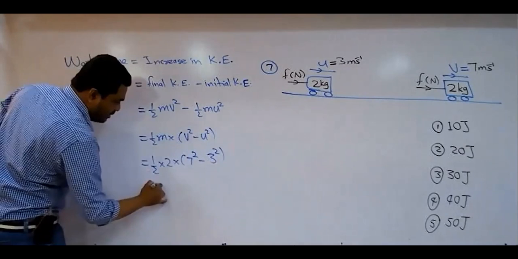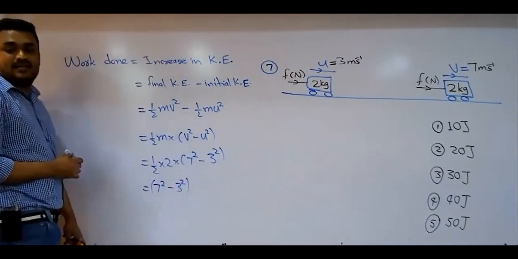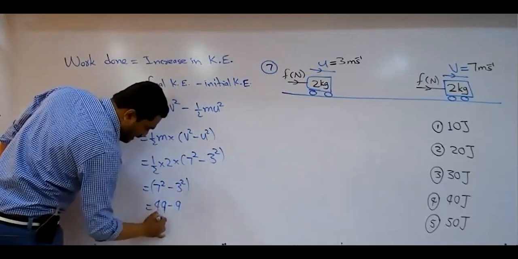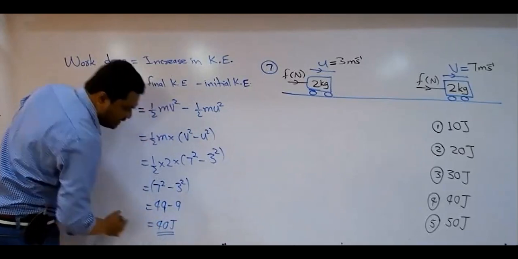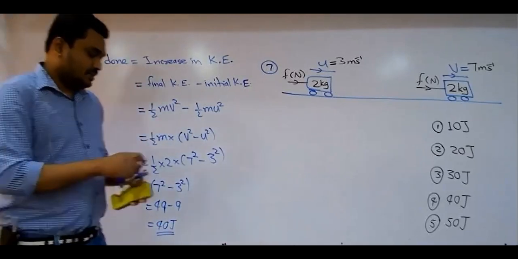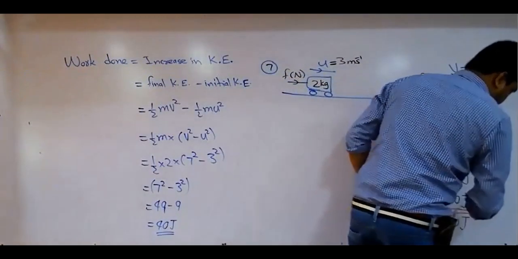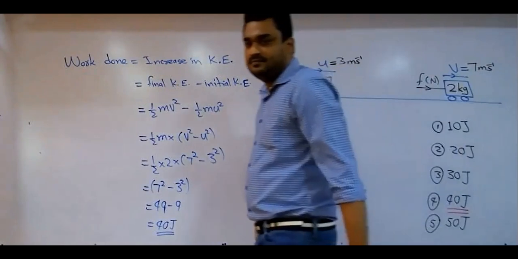This 2 and 2 cancel out. So finally we have 7 square minus 3 square. 7 square is 49. 3 square is 9. 49 minus 9 is 40. Therefore, work done by this force is 40. So what's the correct answer? Correct answer is 4. That's it. Good job.